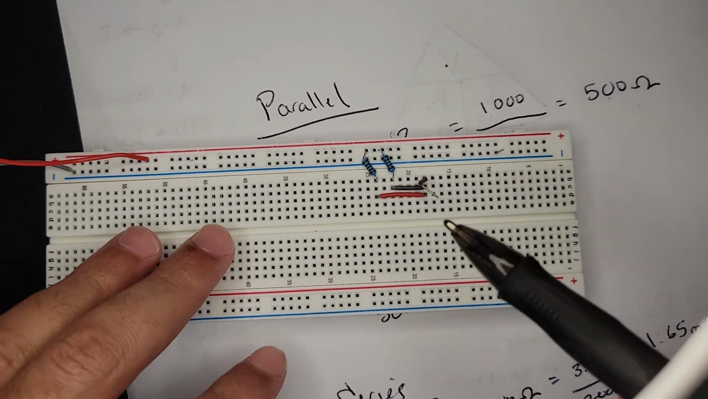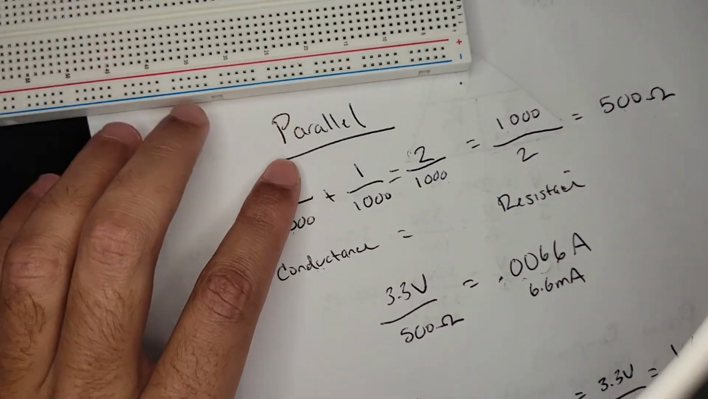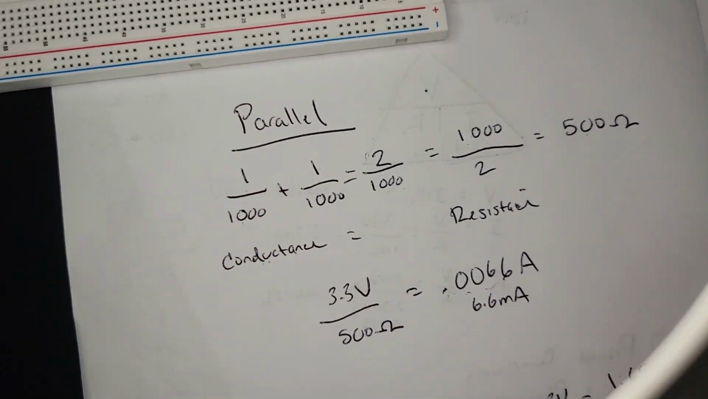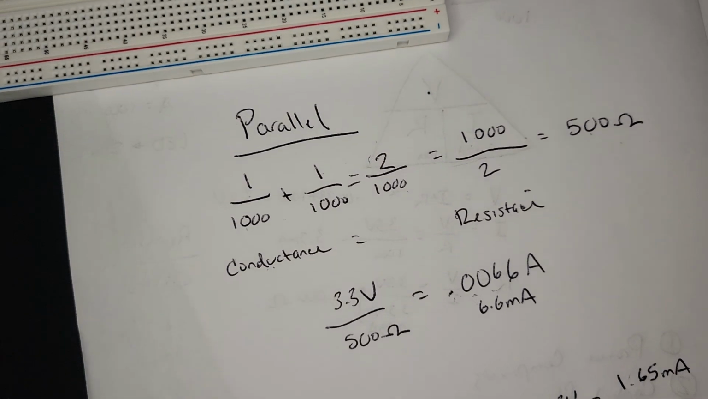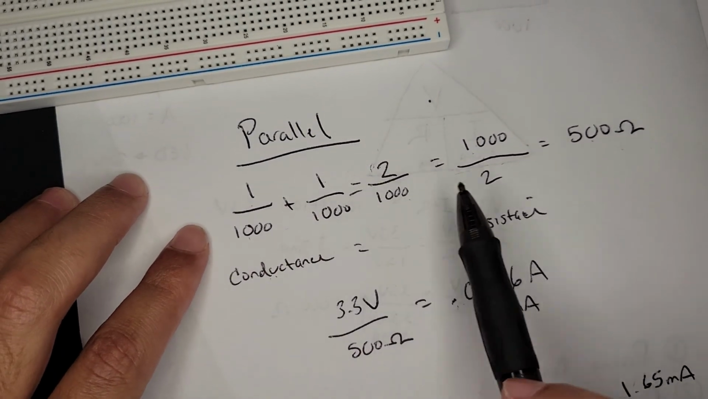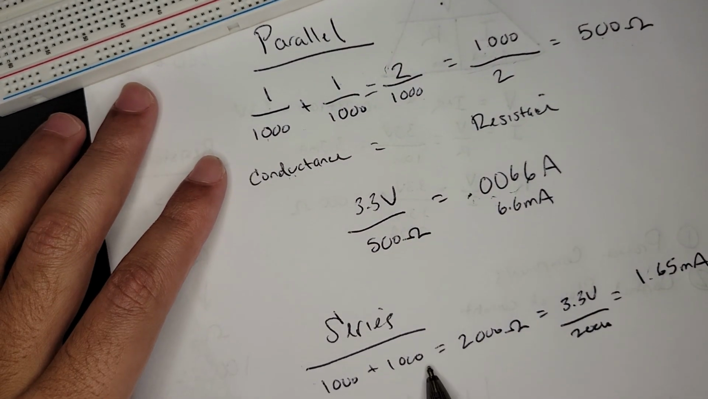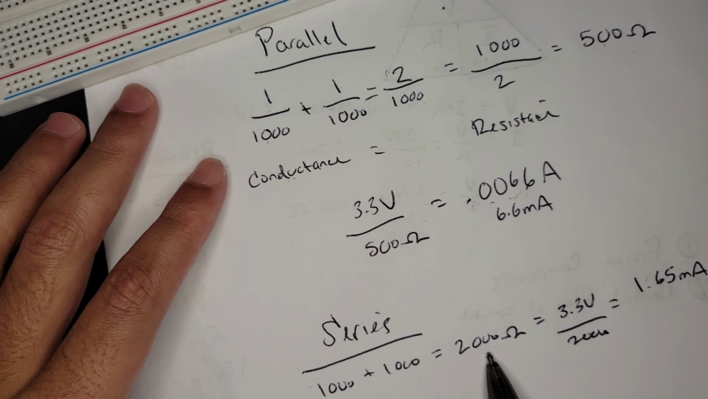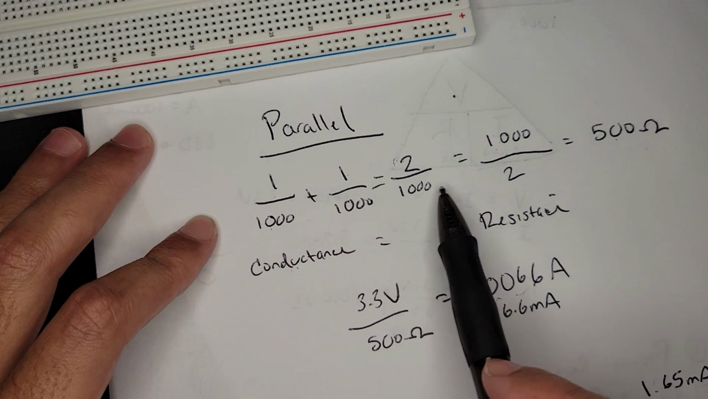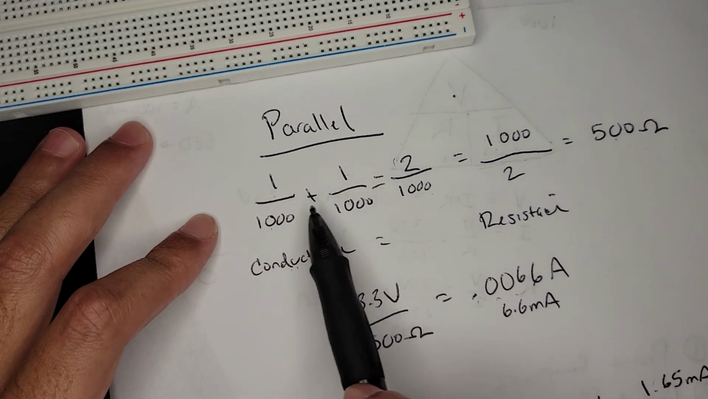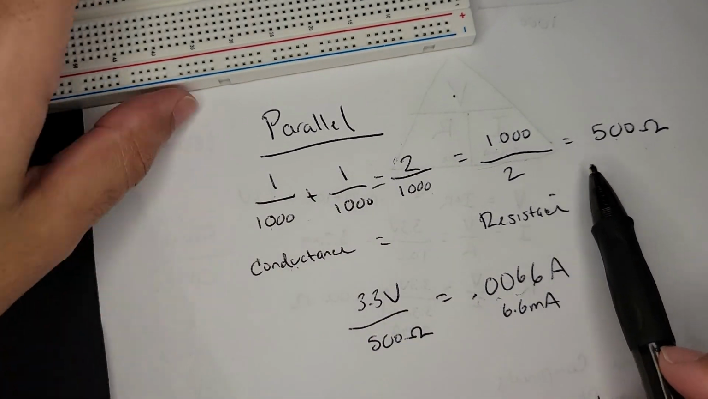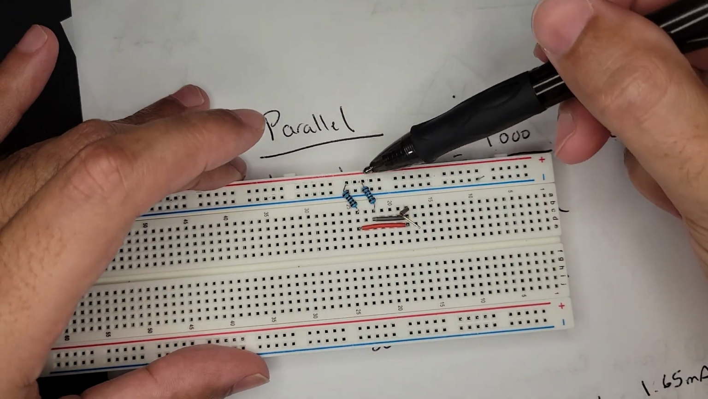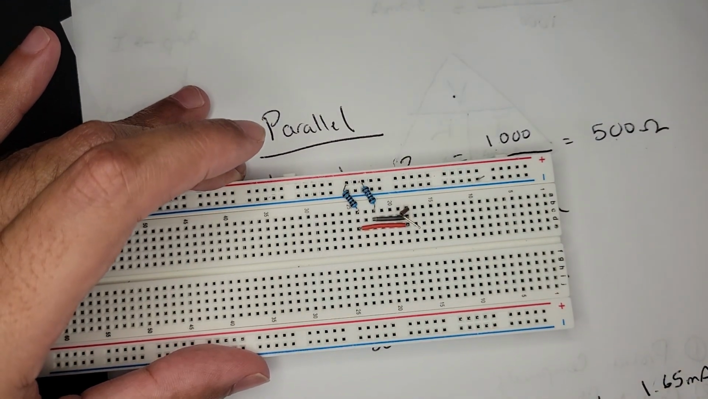So what this allows us now, one thing to note here is we can see that in series they add up and they get very high. So 1,000 plus 1,000 is 2,000. But if we put them in parallel, the number is actually lower than any of the individual resistors. And I assume it's because the current just has so many paths to go through.